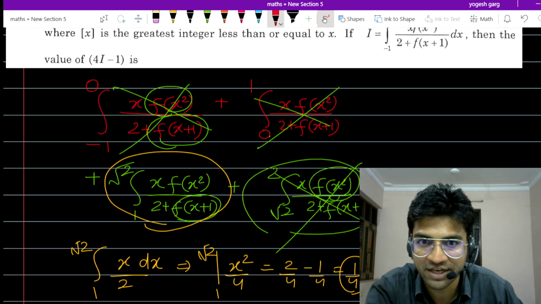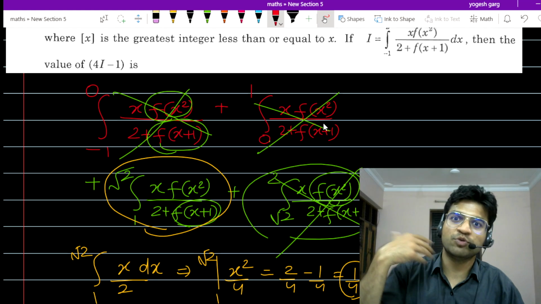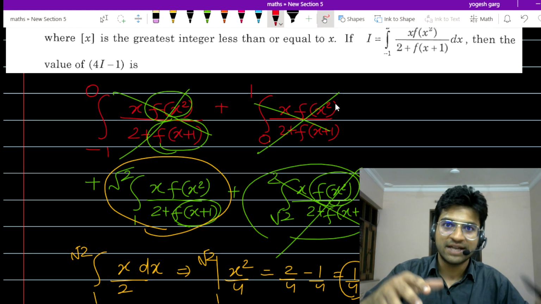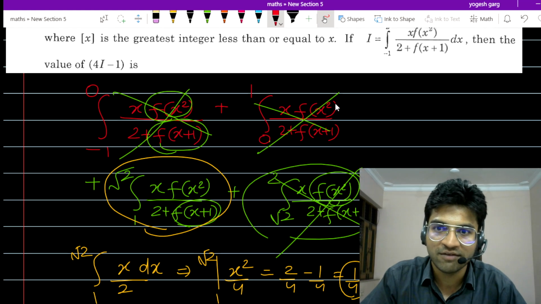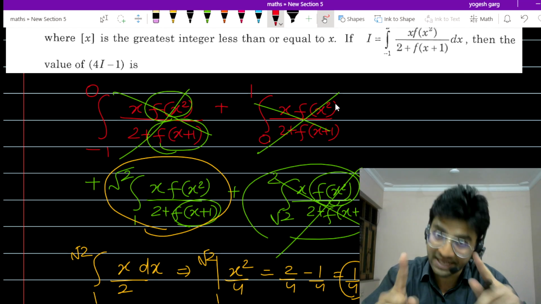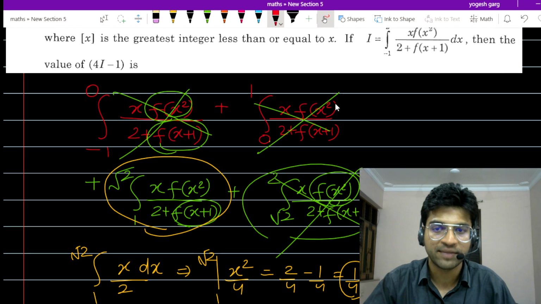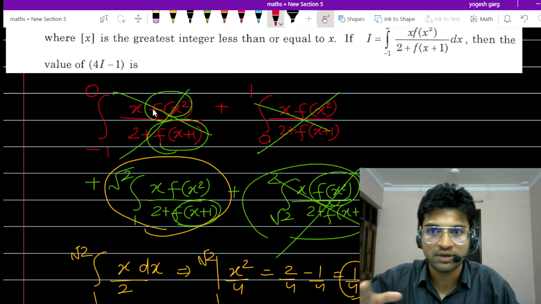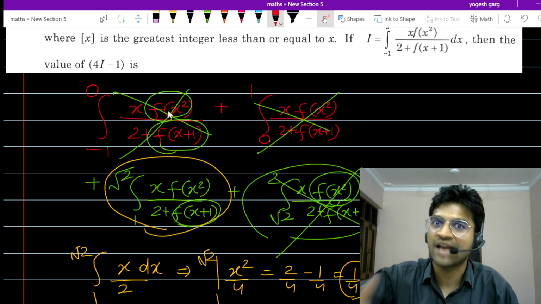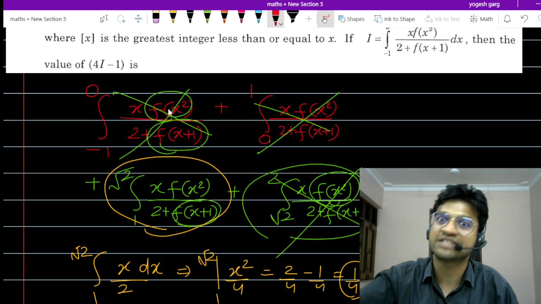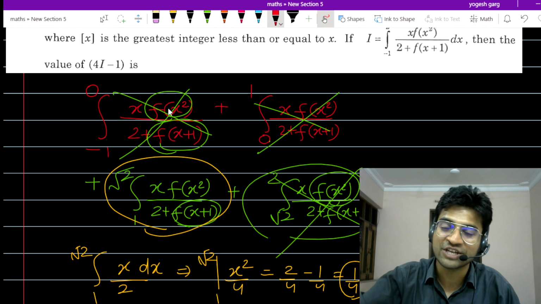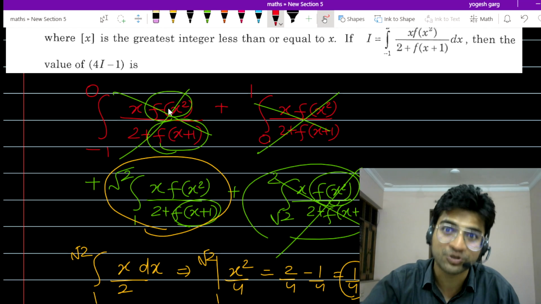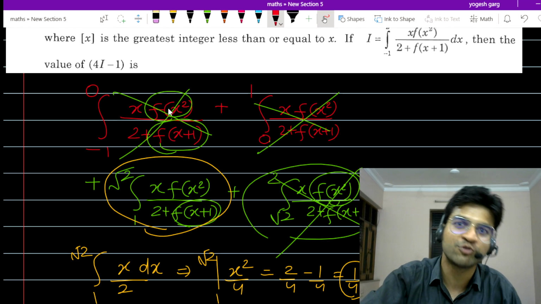I hope this was clear. I am doing it orally only because it has to be done orally, right? We need not write these steps, but yes, we have to be careful while solving. See, if the input is between minus 1 and 0, x square will be between 0 and 1, and if it is between 0 and 1, f(x) is the greatest integer of x. The greatest integer of x between 0 and 1 is equal to 0. So this is how we have to do this question.